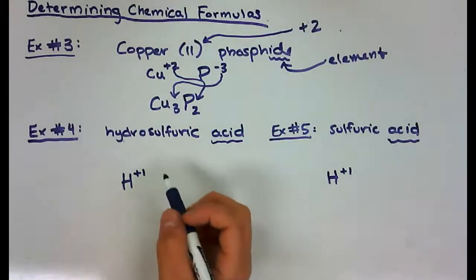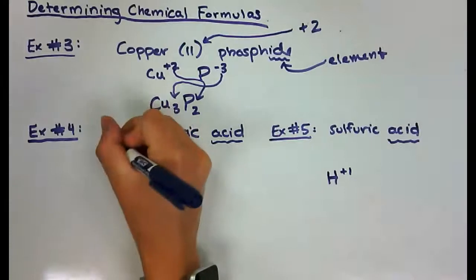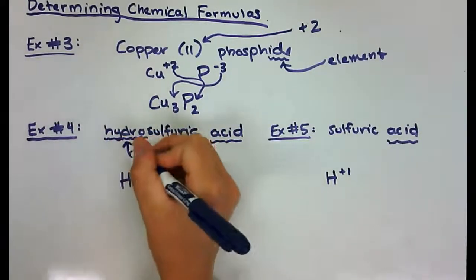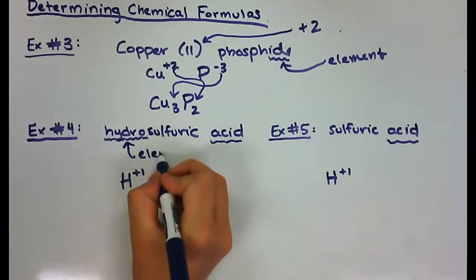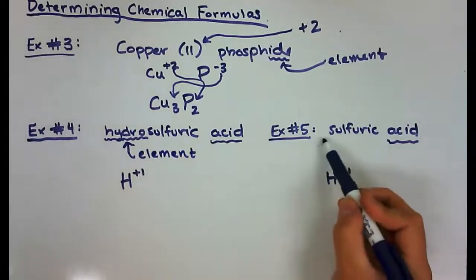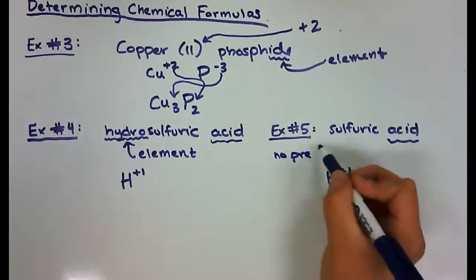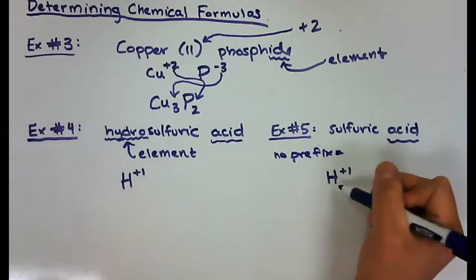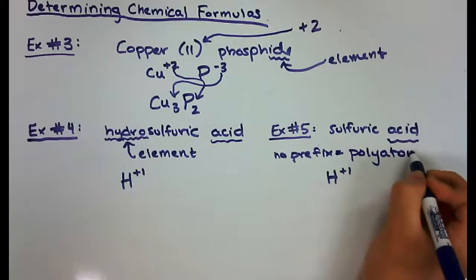So we have some weird acid naming rules that go with this. So this hydro prefix, right here, tells us that the thing bonded to our hydrogen is going to be an element. And then over here, we don't have that hydro prefix, so if we have no prefix, then the thing bonded to our hydrogen is going to be a polyatomic ion. A polyatomic ion.